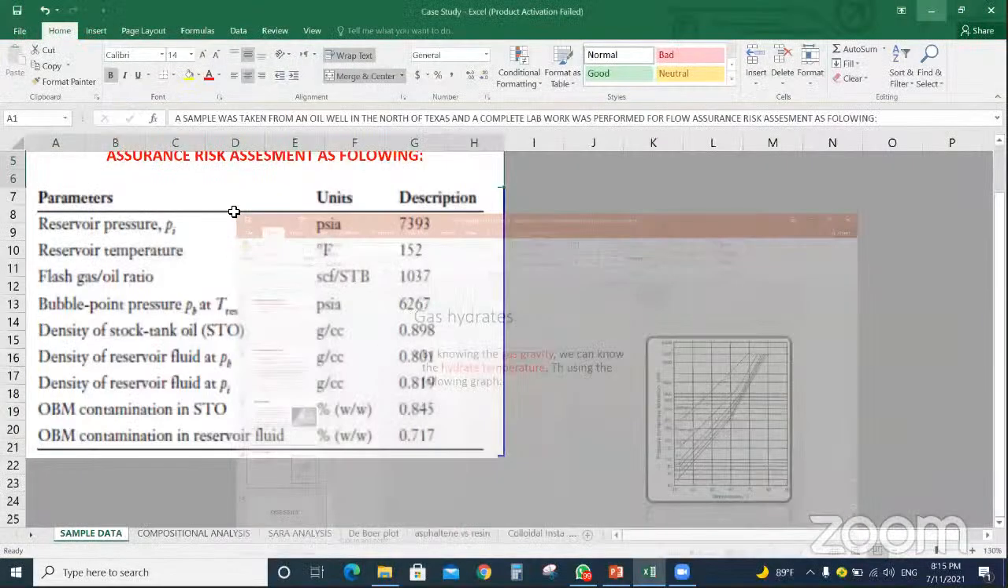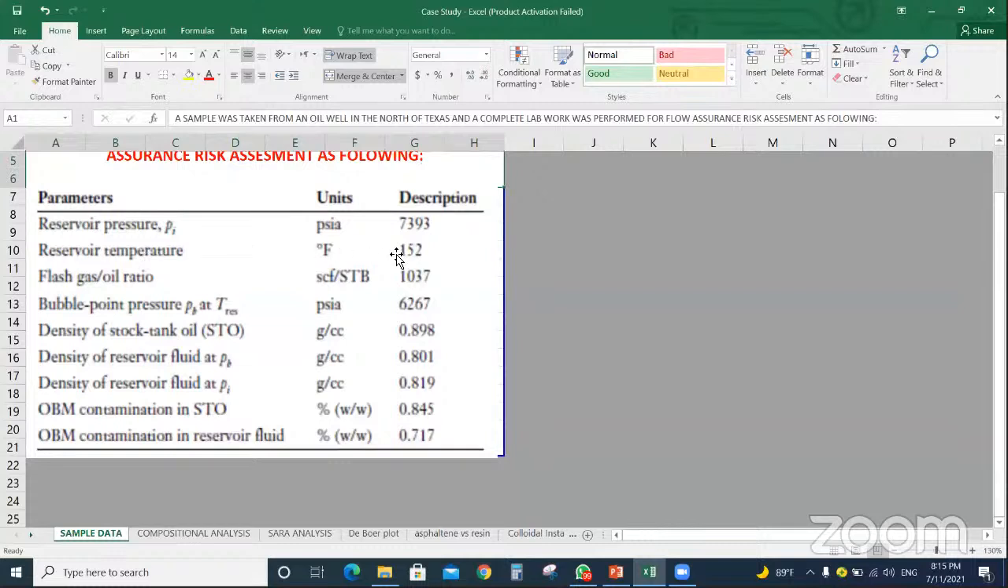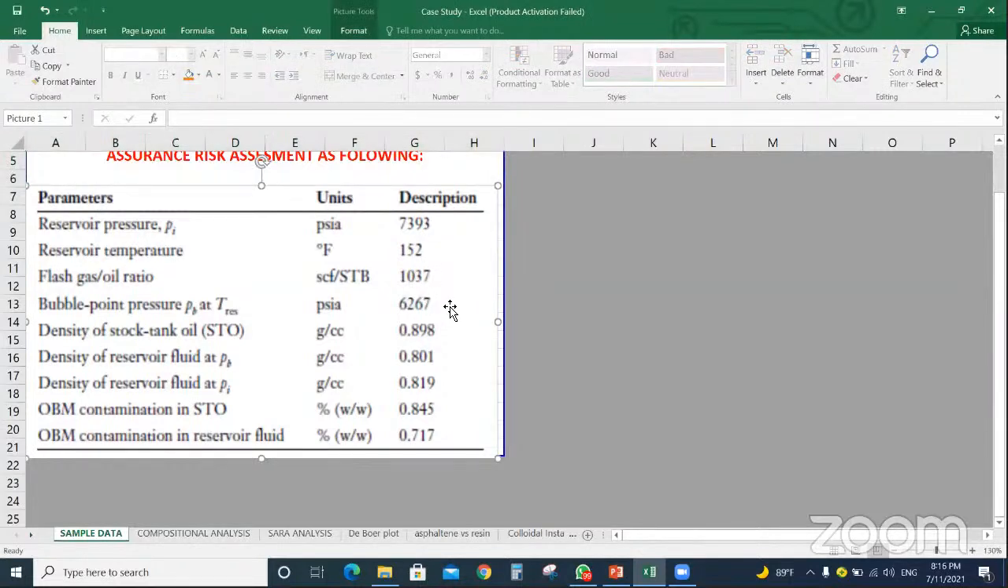We have a case study here. We have a sample that was taken from an oil well from the north of Texas, and we made complete lab work to assess the risk for flow assurance problems like asphaltene and gas hydrate. We have the reservoir pressure, the reservoir temperature, the GOR, the bubble point. We can notice that the difference between the reservoir pressure and bubble point is not very high, so we can expect that we won't have problems due to asphaltene. Also, we have the density of the stock tank oil, the density of the reservoir fluid at the bubble point pressure, the density of reservoir fluid at initial reservoir pressure, and the contamination in the stock tank oil and the reservoir fluid.